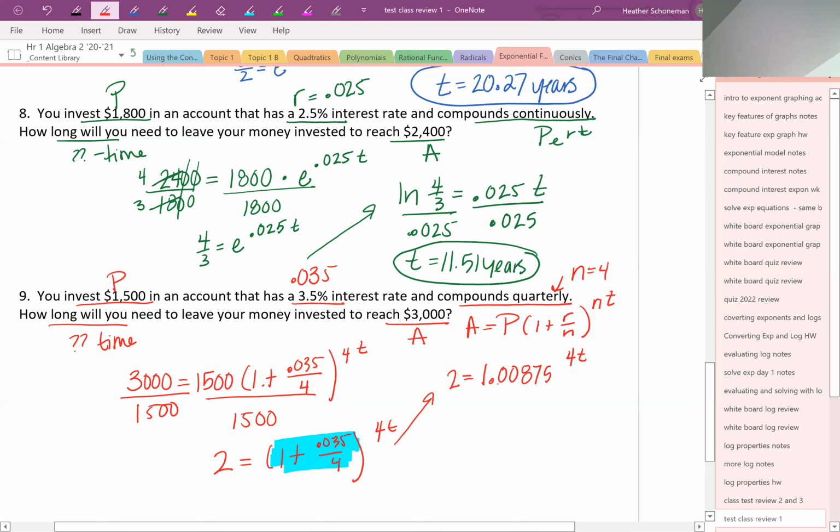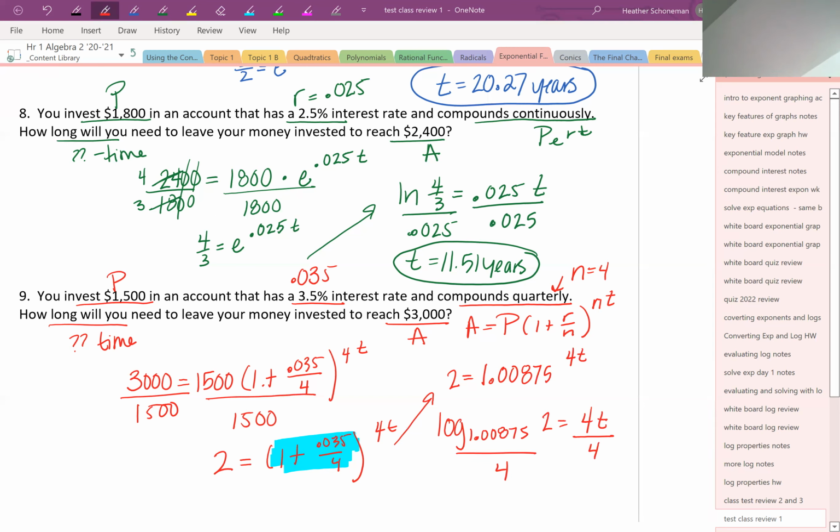This is the base, the 1 point something is the base of my exponent. So that means I'm going to have log base 1.00875 of 2 equals 4t. And then to solve, we need to divide by 4. Well, if that isn't weird, I don't know what is, but we can absolutely do this. Let's try putting this in our calculator.